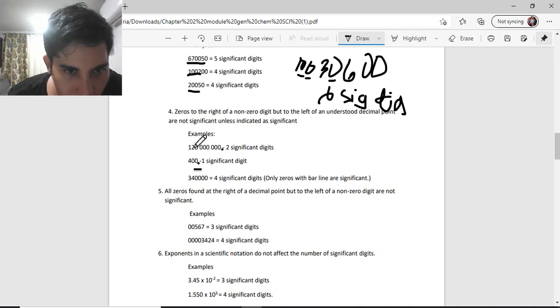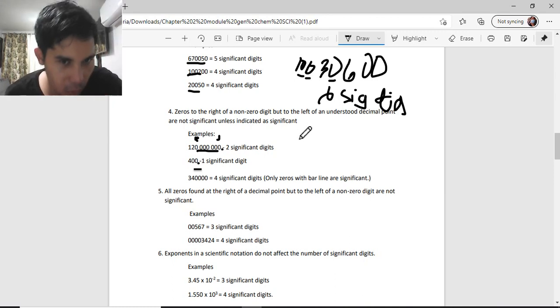Therefore, the last non-zero here is the number 2. To its right side, and to the left side of the decimal point, all zeros here are not significant. Therefore, you only have 2 significant digits, which are the 1 and 2. Same goes for 400. The 4 is non-zero, with two zeros to its right and to the left of the decimal point. They are not considered significant.